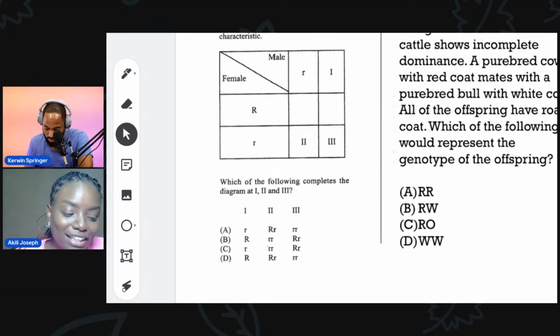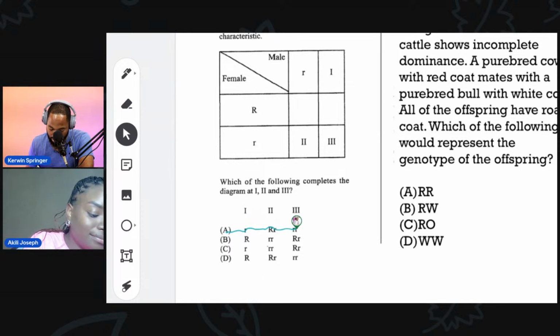And across. So because they tell us the two parents are heterozygous, one has to be big R. Right. So I could eliminate A and C. So big R has to come here. And then 3 would be when big R and small r comes together. 2 would be small r and small r. So your answer there.